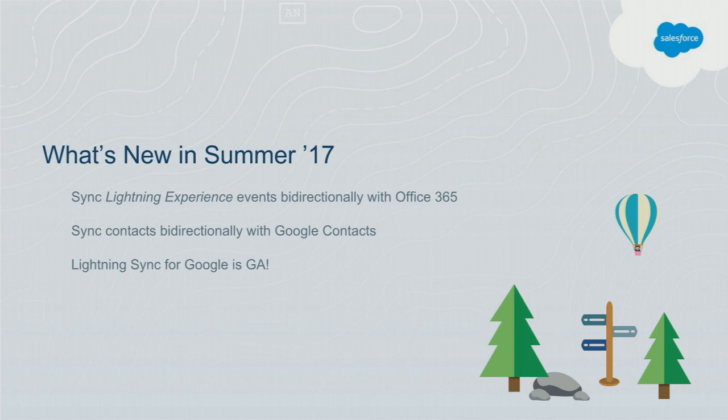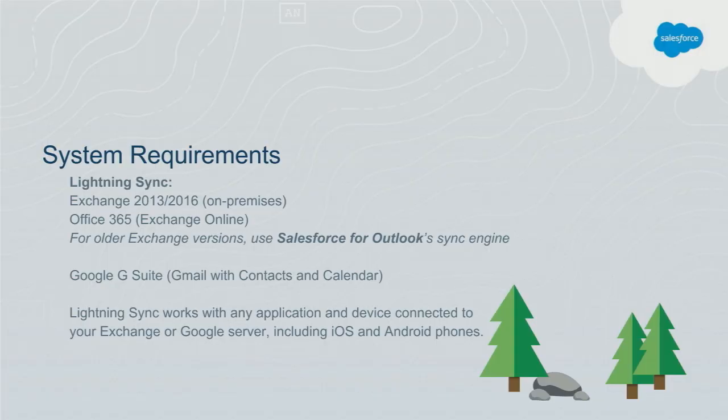So syncing Lightning Experience bidirectionally with Office 365, as I showed, and also syncing contacts bidirectionally with Google. And this means that Lightning Sync for Google is GA. With Lightning Sync, the system requirements are very similar to those for Lightning for Outlook, but in some ways a little bit easier because there's no Outlook requirement.